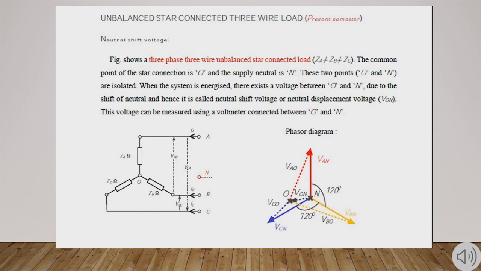When the system is energized, there exists a voltage between O and N due to the shift of neutral, and hence it is called neutral shift voltage or neutral displacement voltage VON. This voltage can be measured using a voltmeter connected between O and N.